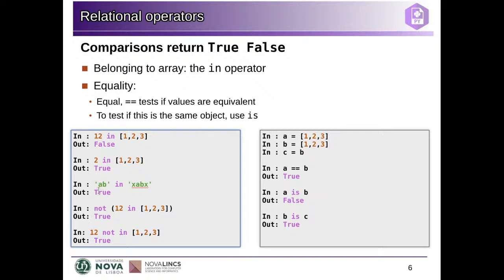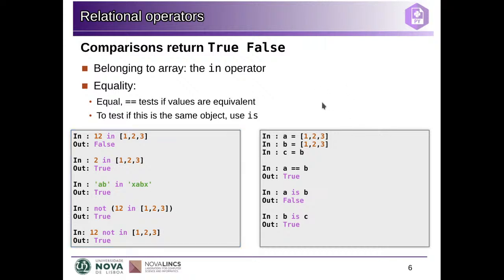This works for things like substrings. For example, AB exists in XABX because there is an AB there. You can also apply these logical operators in this case. Note that in the case of negating the in operator, you can write it in a more intuitive manner with not in like this. This is just a way of making the code look nicer and easier to read. But what this means is the negation of the in operator. So you can do it like this.